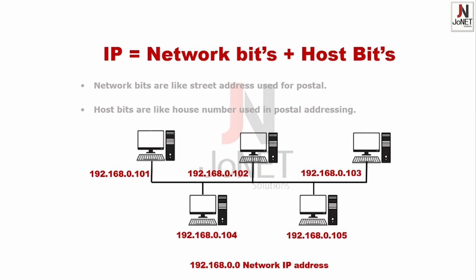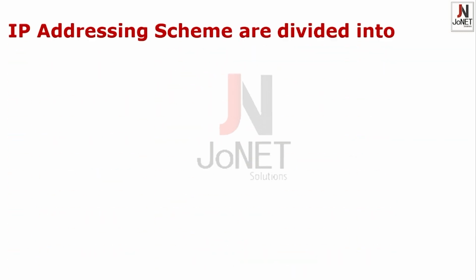So we can tell that in the 192.168.0 network, 101 is a system IP, 102 is a system IP, 103 is a system IP. Like that we will represent.